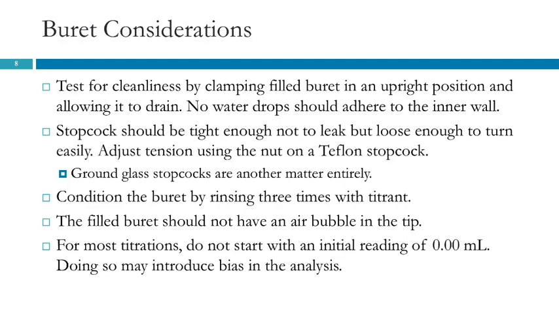The one exception to this would be when you're doing a pH titration with a pH electrode, where you're recording the pH. There, I'd say it is best to start at 0, just because it's so much easier to keep track of the volumes added. And you don't have that same issue of bias, because you're just recording the pH at various volumes.